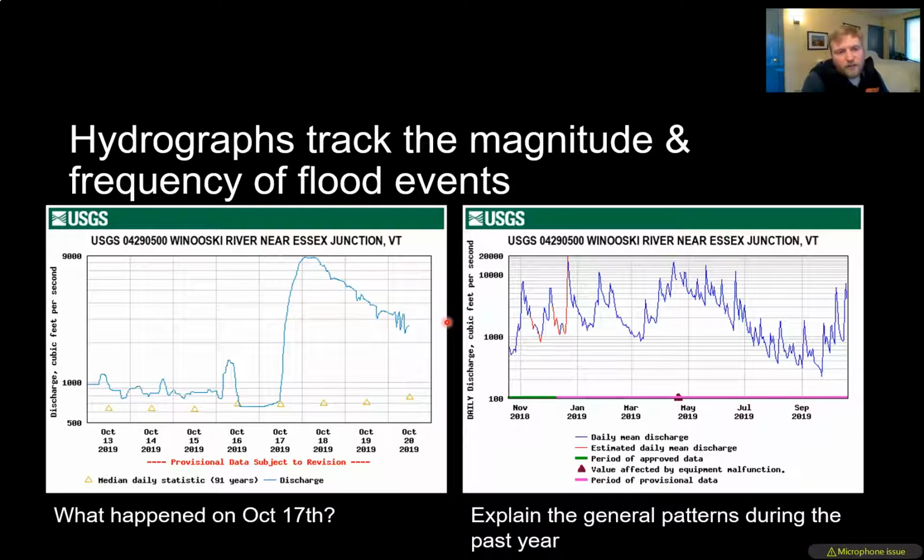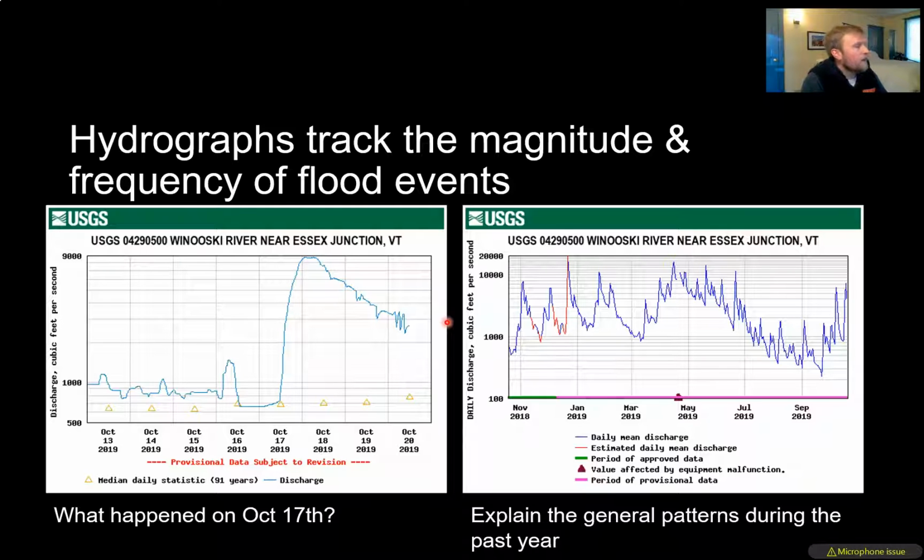So we can use hydrographs to track the magnitude and frequency of flood events. So this is one of the most important things that the USGS, our geological survey, does, is monitor streams and how much water is flowing through them.